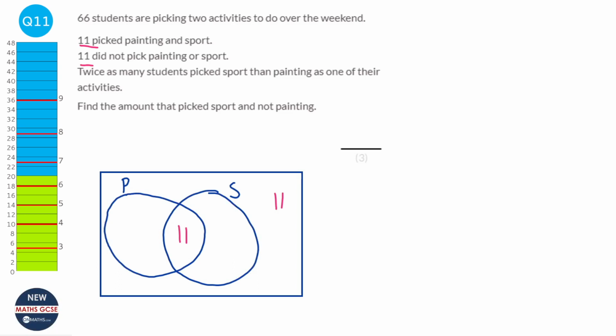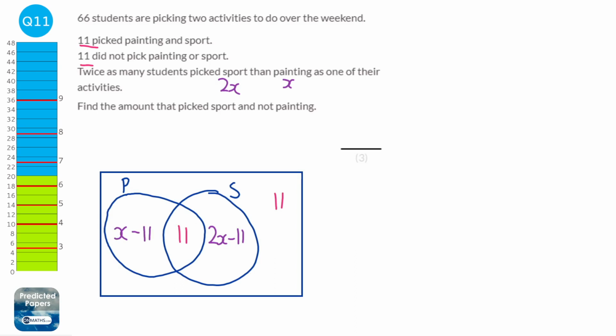Now, what we can do is say, okay, if the painting we label as X, then the sport will be 2X. But if you look, we've already got a number in the sport, that 11 there. So in algebra, this will be 2X, take away the 11 that we already know about. And the painting is the same. We know the whole thing is X. So we're just going to take away the bit we know there, which is the 11, and it will be X minus 11.